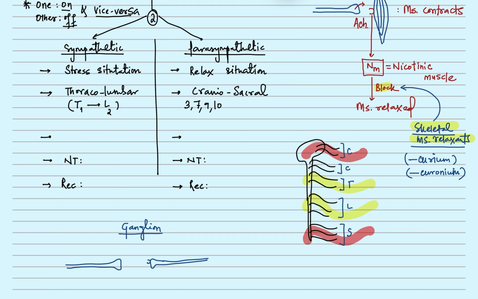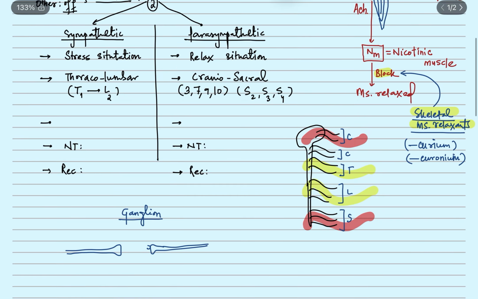And which sacral divisions? These are S2, S3 and S4. So it must be very clear about the origin or outflow of the sympathetic and the parasympathetic nervous system. As I told you, the sympathetic nervous system is thoracolumbar outflow. The parasympathetic nervous system is craniosacral outflow.